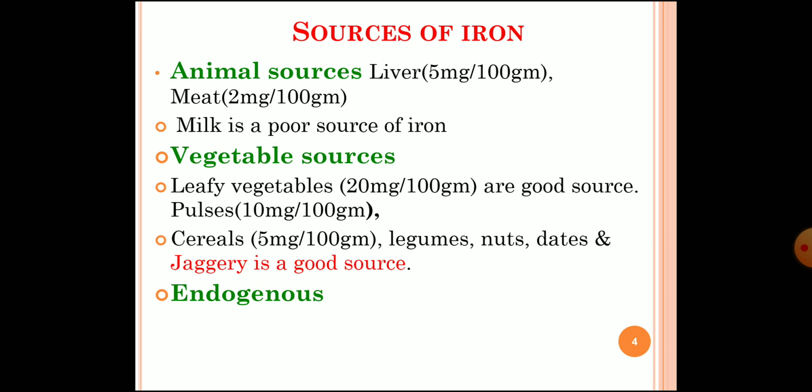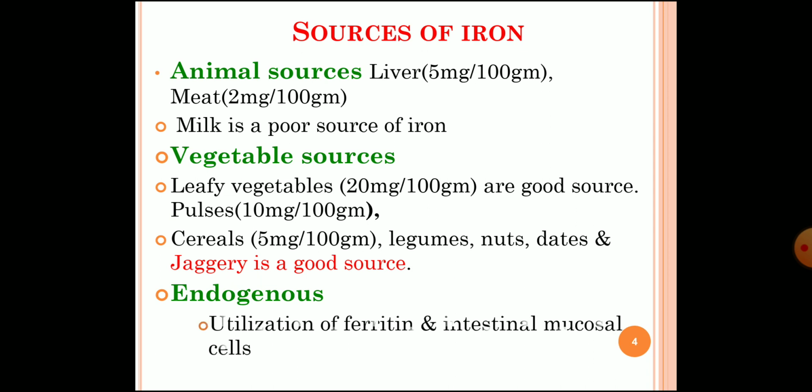Then endogenous, where will you get the endogenous source of iron? That is by utilization of ferritin and the intestinal mucosal cells. Whatever iron is not absorbed from the intestinal cells will again be utilized for the synthesis of various iron proteins or pigments. So that is the endogenous source. And also from the ferritin. Ferritin is the storage form of iron, so from this ferritin again we can use the iron for various purposes.